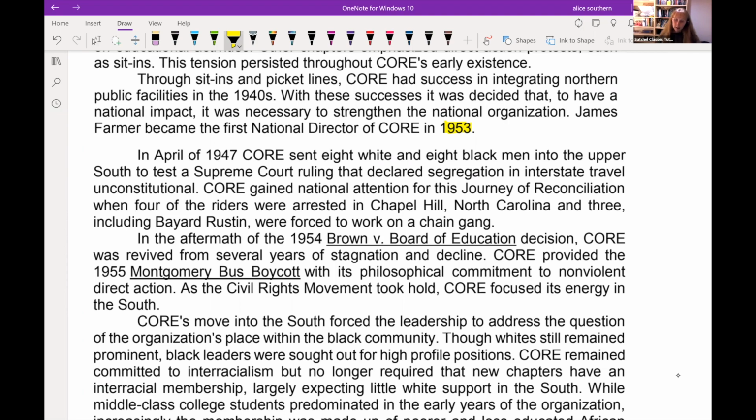So in 1947, so after the war ended, they sent 8 white and 8 Black men into the Upper South to test a Supreme Court ruling that declared segregation in interstate travel unconstitutional, right? So that means that where we had segregation, that didn't fit with the law, okay? CORE gained national attention for this. So obviously it's getting media attention. People are aware that there are people starting to fight for the rights.